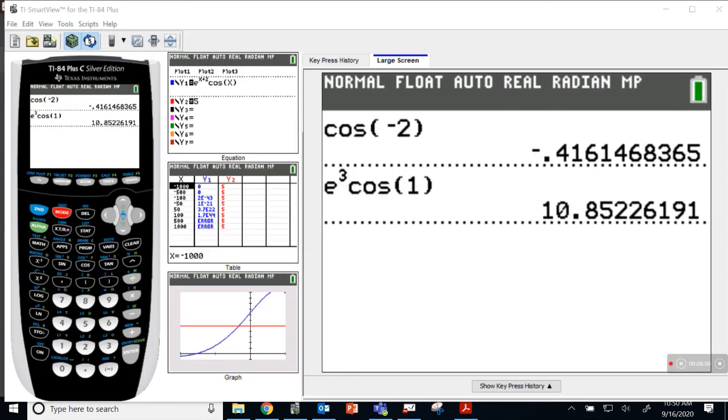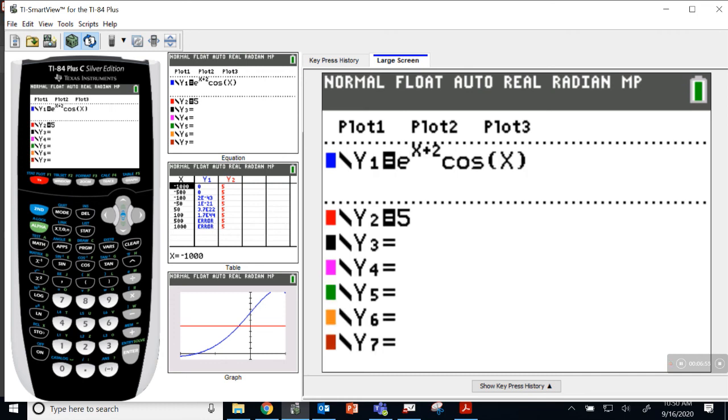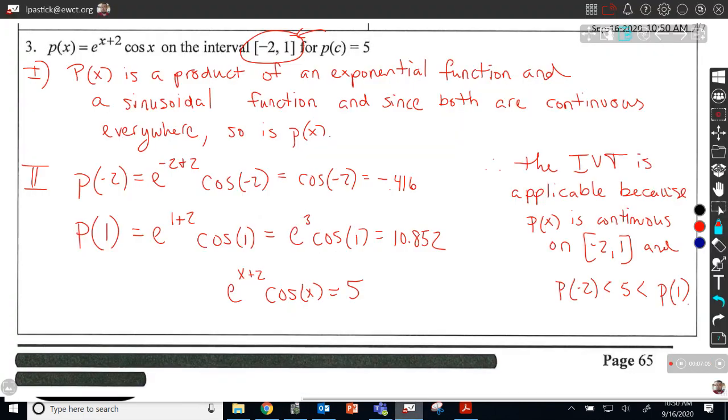So I'm over here on my calculator and clearing out my old stuff. I've gone to y equals, and I've plugged in the left side of the equation, which is e to the x plus 2 times the cosine of x, and I've plugged in the right side of the equation, which is 5. I want to know, again, where does this equation equal 5?